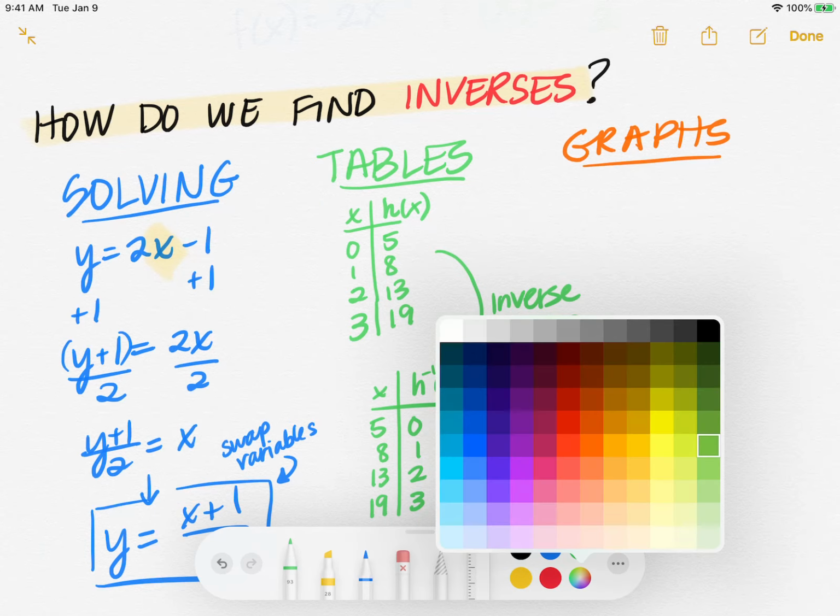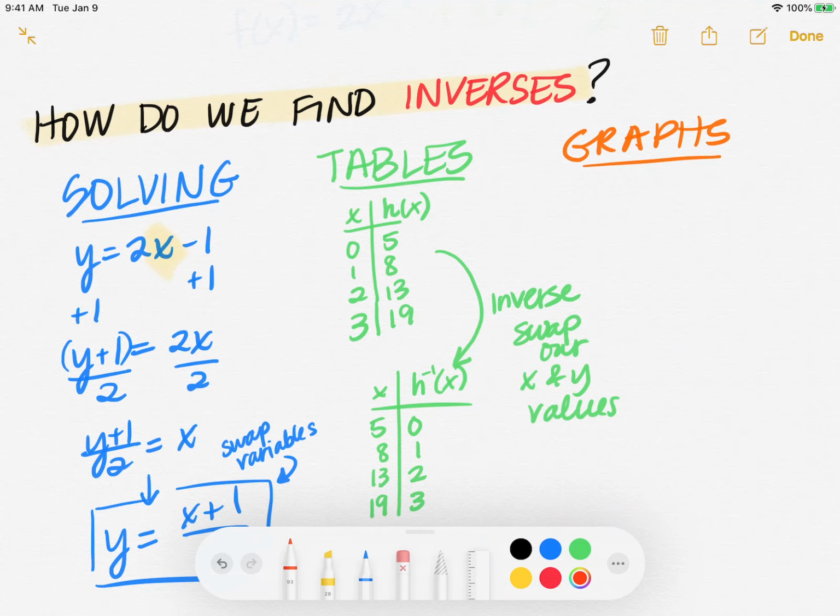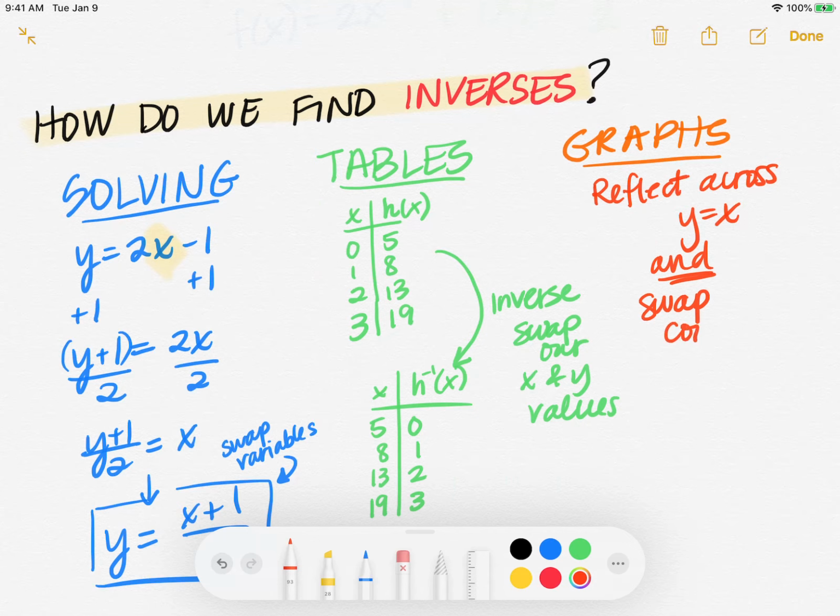And last but not least, let's talk graphs. So in a graph, we are going to reflect across y equals x. And how do we do that? We swap the coordinates. Do you guys see this kind of like thread across all 3? Swap the variables, swap the x and y values, swap the coordinates.